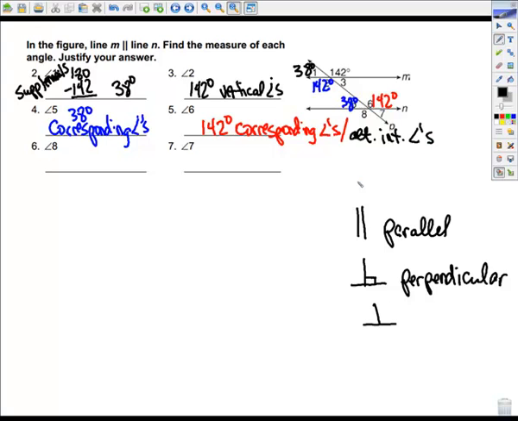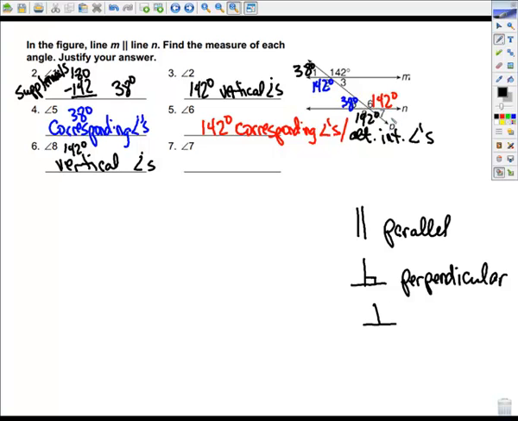Angle 8, I like vertical angles if I can use them, so I'm just going to say angle 8 is 142 degrees because of vertical angles. So this was 142 degrees as well.